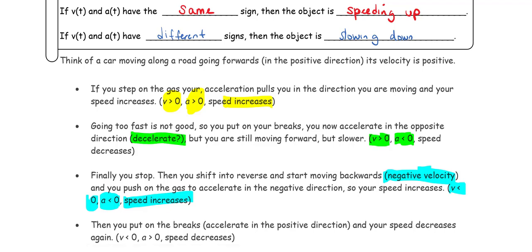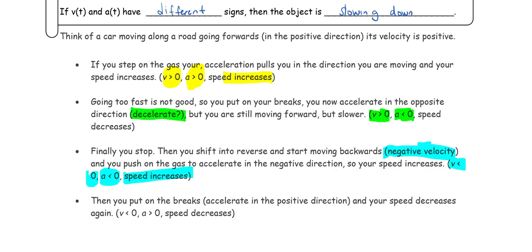And then you put on the brakes again. You're like, wait a minute, that's way too fast. So then you are now accelerating in the opposite direction, in the positive direction. And therefore, because you are moving in the opposite direction, but your acceleration is going the other way, you notice that they are opposite, so the speed decreases again. So opposite signs for velocity and acceleration, slowing down. Same signs, speeding up. And that's the idea of this topic.